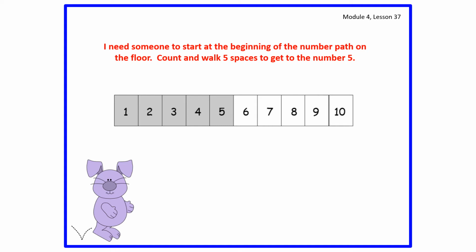Now, we're going to start counting the fast way. Remember how we count the fast way? We start with 5, so we can get it going. And that would make us count fast. So get 5 going. 5, 6, 7, 8, 9, 10. So how many do we have total? We have 10. If we start at 1 and walk 5 spaces, 1, 2, 3, 4, 5, we get to the number 5.